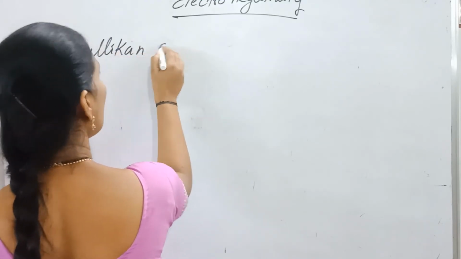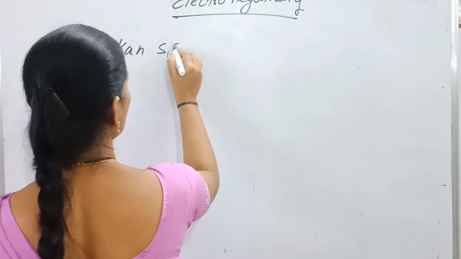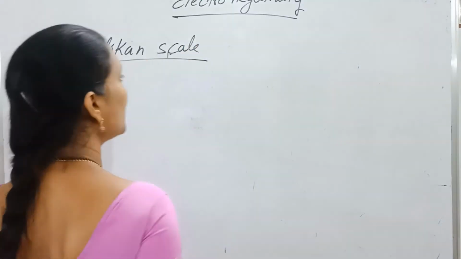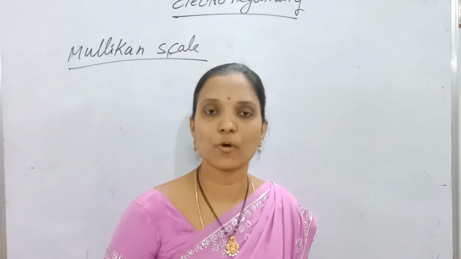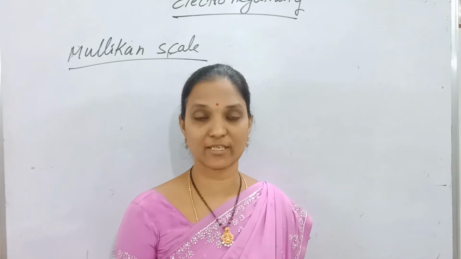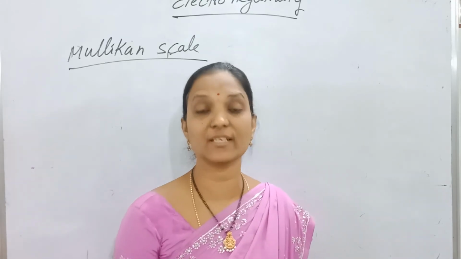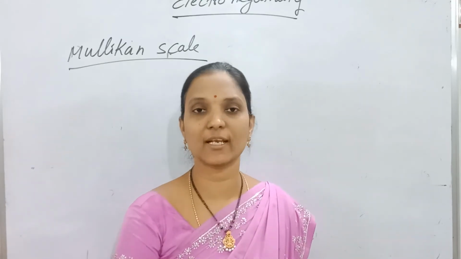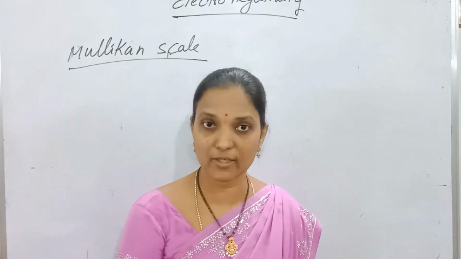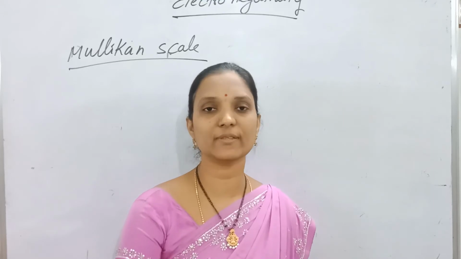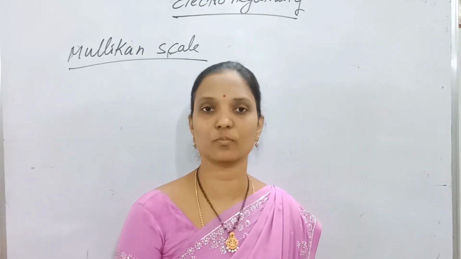In Mulliken scale, how to calculate the electronegativity? What is the parameter used to find the electronegativity in Pauling scale? Given answer: bond energy, the difference between experimental and theoretical bond energy. By using that, we can find the electronegativity of an element. The standard element used in Pauling scale is hydrogen, 2.1. The element with highest electronegativity is fluorine, 4.0.